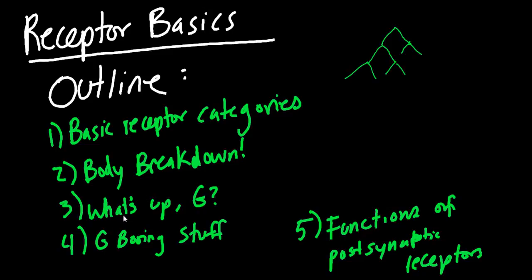And then next we'll talk about what G receptors are, and the different types of them, and that's where it gets boring. But then we finish up with the functions of the postsynaptic receptors. That should be okay too. This is going to go well. So let's just go ahead and dive in here.